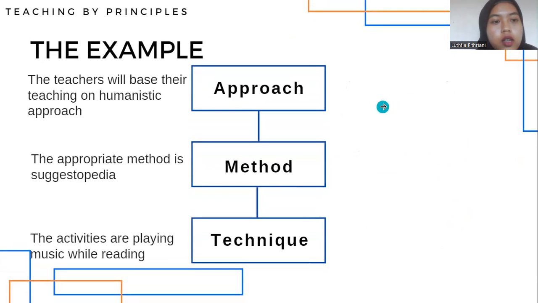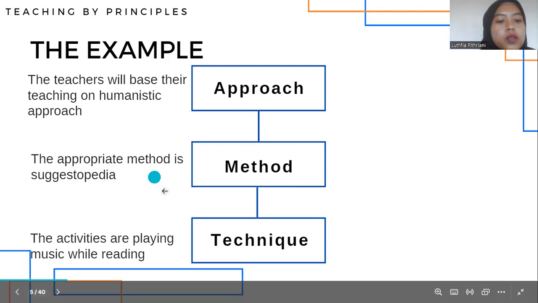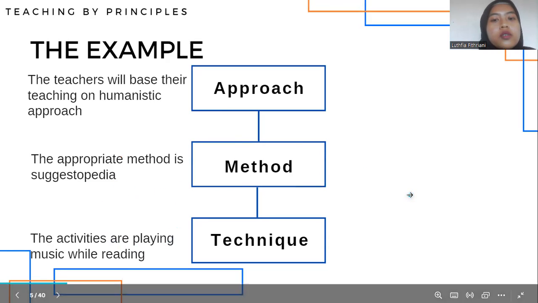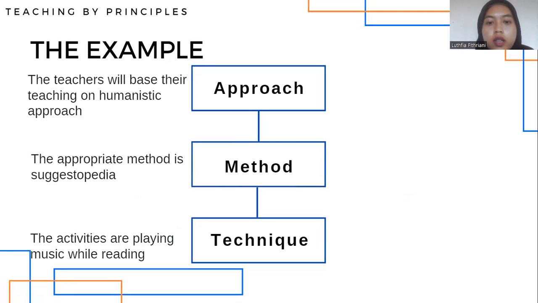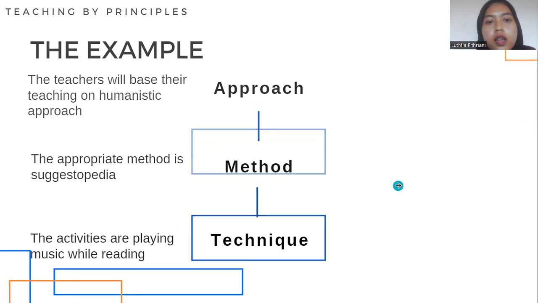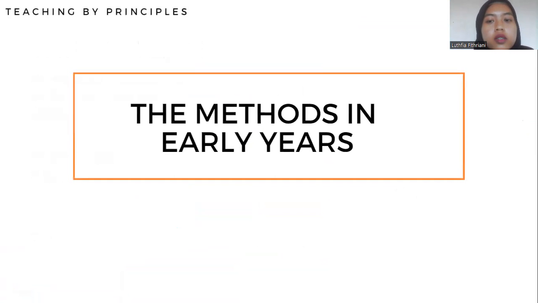Here is the example. For example, the teacher will base their teaching on a humanistic approach. The appropriate method based on humanistic approach is Suggestopedia. And the activities that are included in Suggestopedia are playing music while reading. So that is about approach, method, and technique. Let's move to the next topic, the methods in early years. There are some methods that became popular in the early years. What are they?